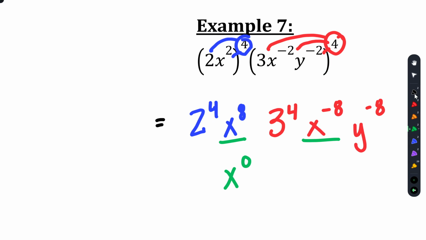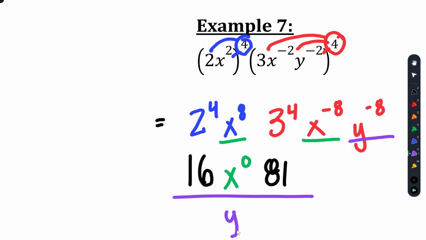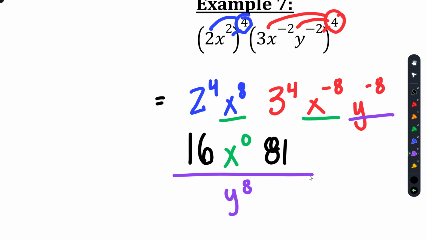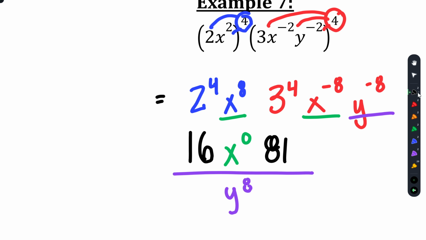Can I simplify 2 to the 4th to be 16? And 3 to the 4th is 81? Does anything happen to this y to the negative 8th? It's got to go down to the bottom, so over y to the positive 8th. And then let's just say I rewrite this x to the 0th power as a 1.